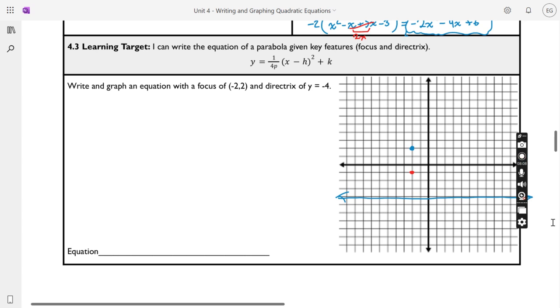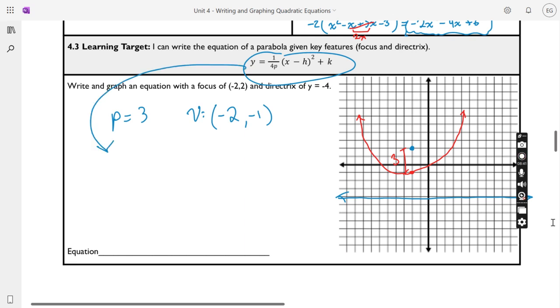Now once we look at something like this, we see that this is 3 units from the focus. We draw a rough sketch to understand what it's supposed to look like. Giving us a value of p equals 3. Also a vertex at, let's see, it's at negative 2, comma, negative 1. So now that we have these features, we're going to use this form to write a new equation.